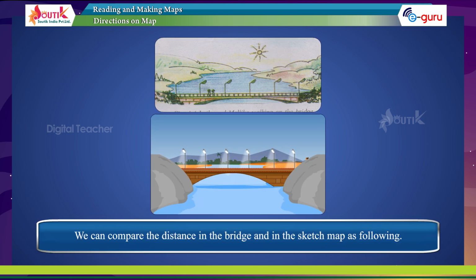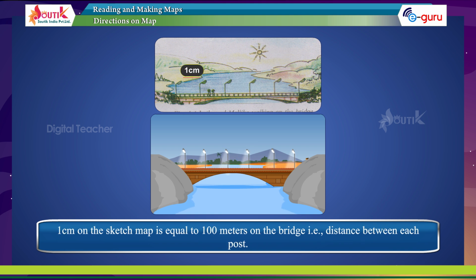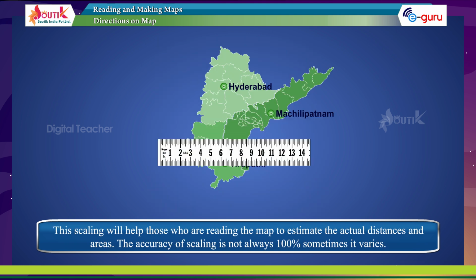We can compare the distance on the bridge and in the sketch map as follows. 5 centimeters on the sketch map is equal to 500 meters on the bridge, that is the entire length of the bridge. 1 centimeter on the sketch map is equal to 100 meters on the bridge, that is the distance between each post. This scaling will help those who are reading the map to estimate the actual distances and areas.